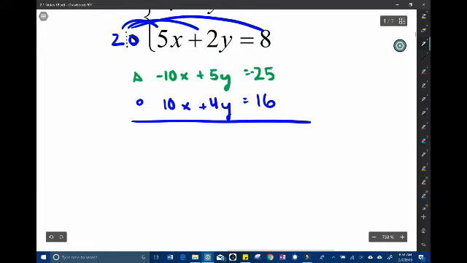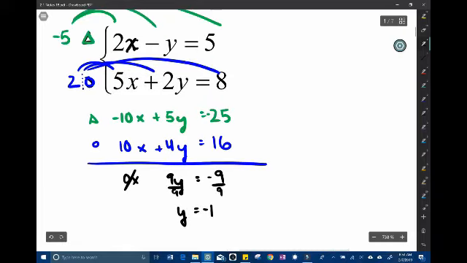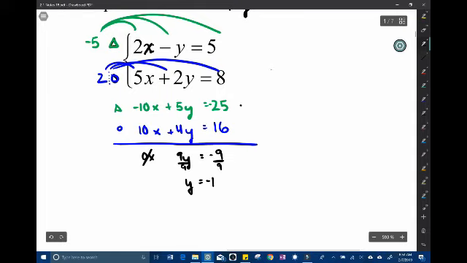Again, the key, make sure they're opposites. So we have 0x, that's what we want. 9y is equal to -9, -25 plus 16. Yep, indeed. Y then is equal to -1. Pop that back into any equation, one of your modified ones or one of the originals. 2 times x minus -1 equals 5. 2x plus 1 equals 5.